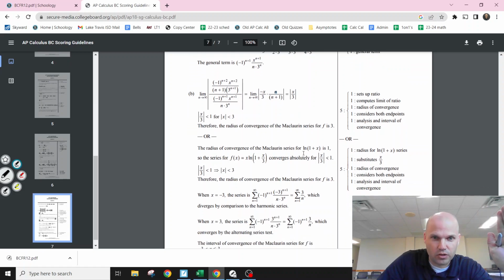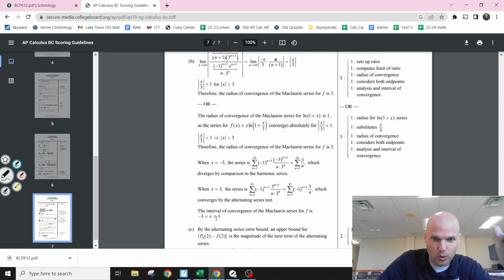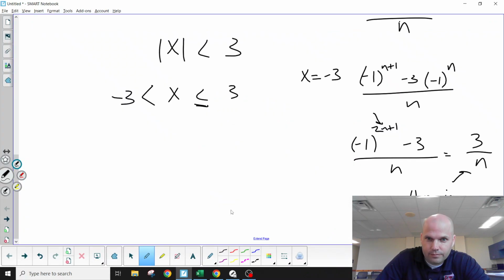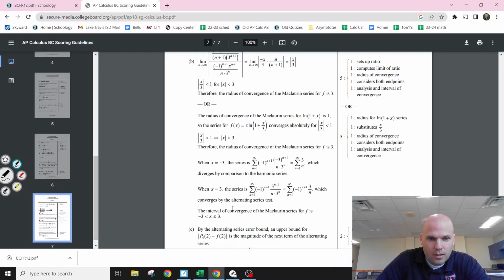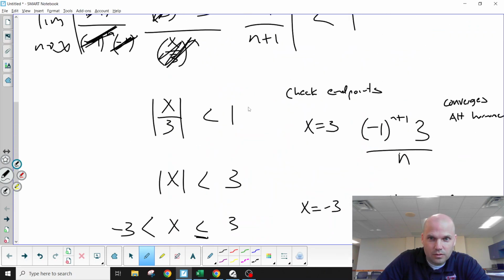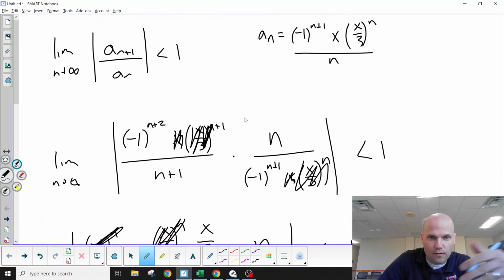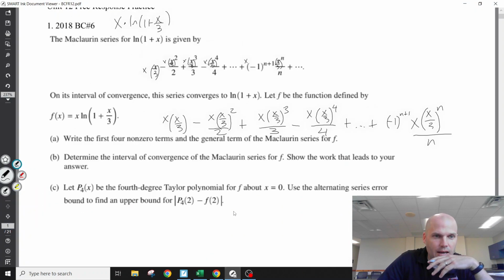Analysis of interval of convergence. So boom, boom, boom, boom, boom, boom, right? Negative 3 not included, 3 included, 5 points. Okay? 5 points. So just remember to go through all of the steps of the ratio test and you can earn a lot of points. The ratio test is something good to practice when we practice last class.